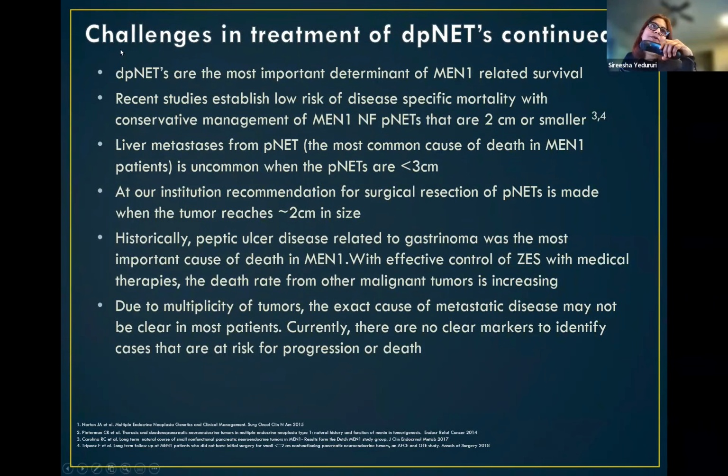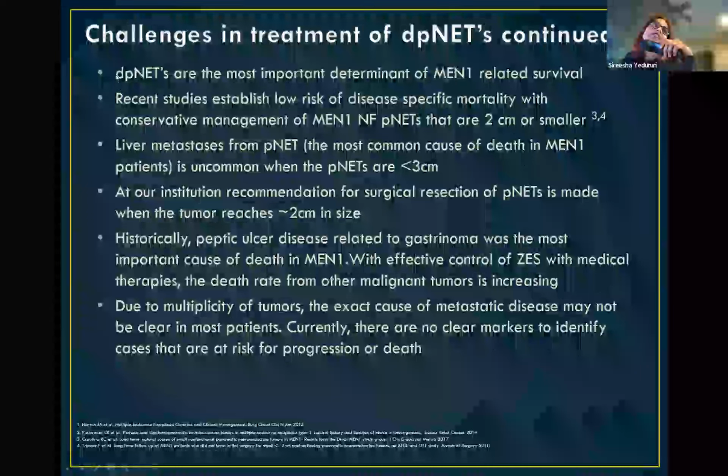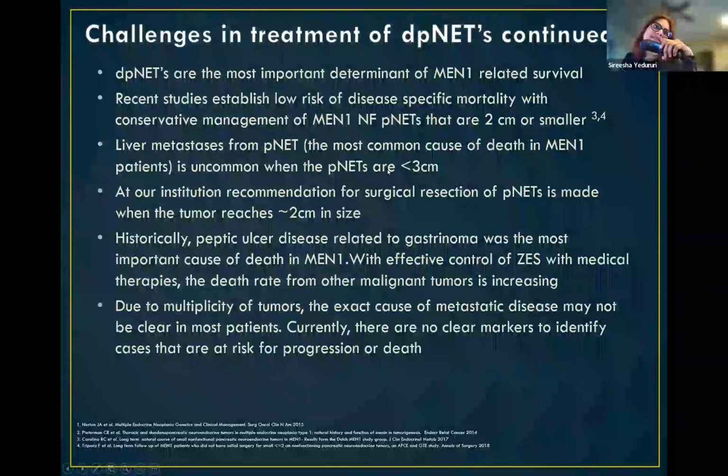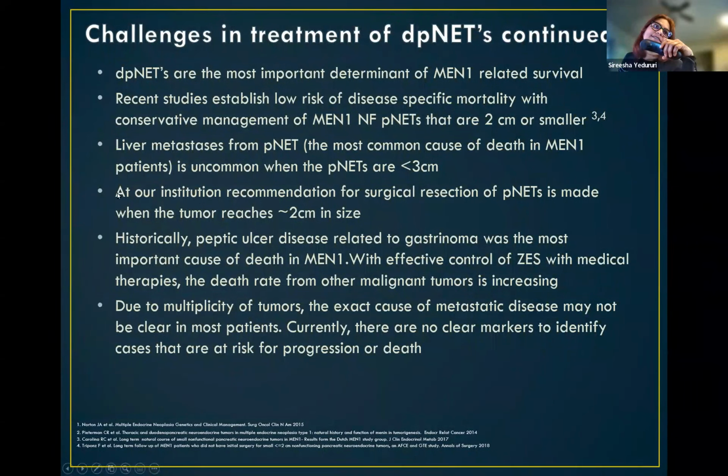So the main important thing is that duodenal pancreatic neuroendocrine tumors are the most important determinant of MEN1 related survival. Recent studies have established low risk of disease-specific mortality with conservative management of MEN1 tumors that are 2 centimeters or smaller. Liver metastasis from pancreatic neuroendocrine tumor, which is the most common cause of death in these patients, is uncommon when the tumors are less than 3 centimeters. So at our institution, I think the surgeons usually resect the tumor when it reaches 2 centimeters in size.